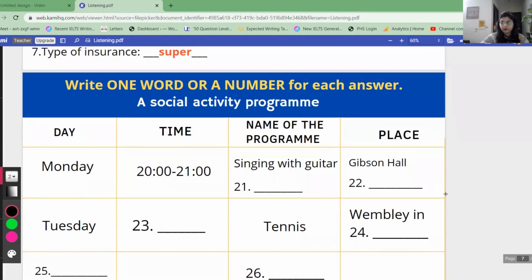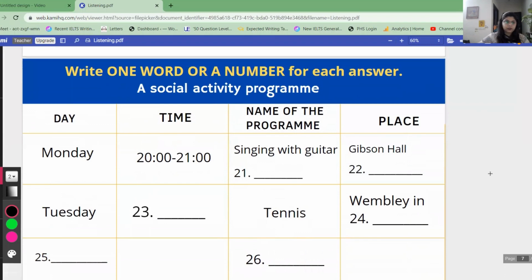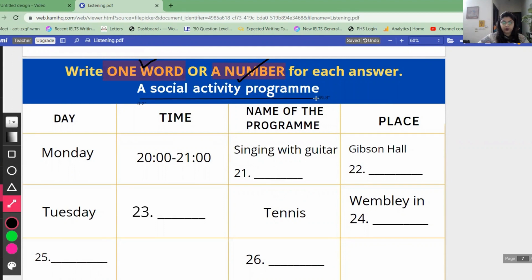Here the sentence completion are in the form of table. Okay, so a table is given. So what do we need to do first? We need to go through the instructions. Write one word or a number. What does it mean? That either the answer would be one word or it will be a number. Okay, so what are they talking about? They are talking about a social activity program.